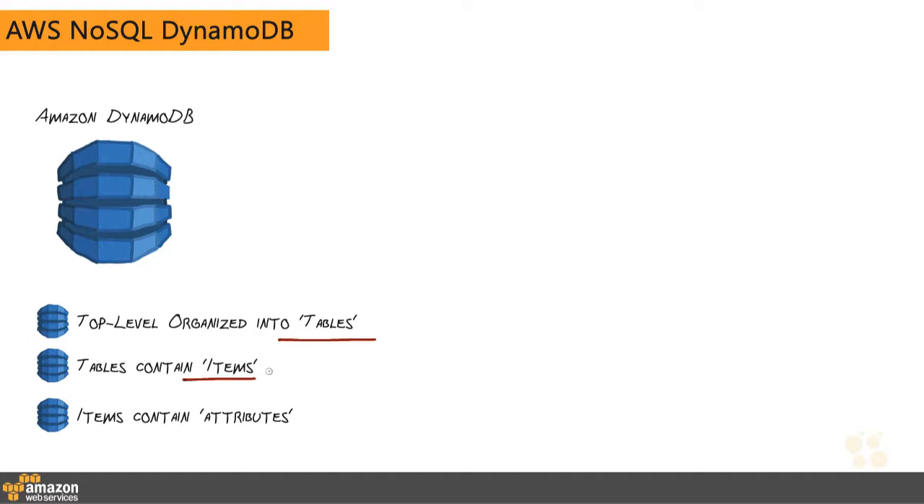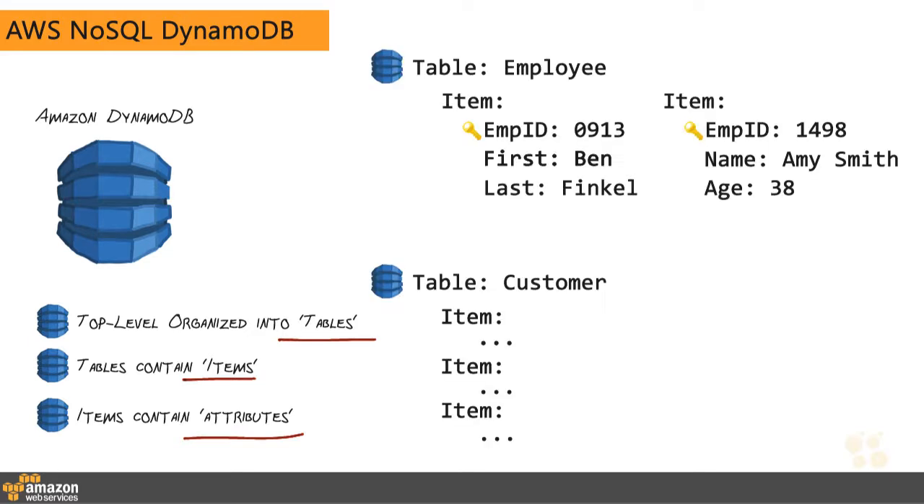If your table is, I don't know, albums, your items are going to be each individual album that you're storing inside of that database. And then lastly, items contain attributes, and attributes are key value pairs like we talked about before. That's going to be your fields, right? So that's going to be underneath your employee. It's going to be the first name. That'll be one attribute. The last name, that'll be a second attribute. So it's very hierarchical, and it looks something like this.